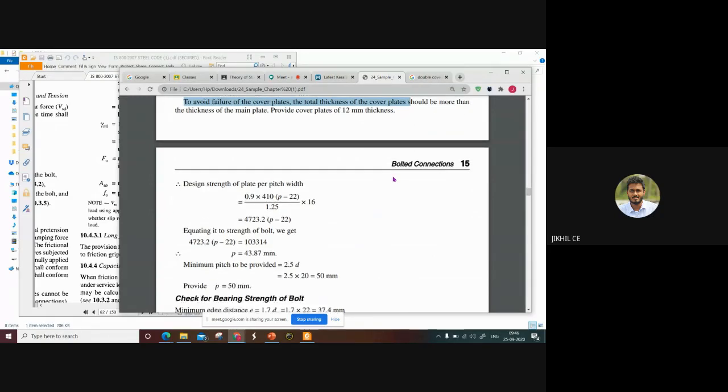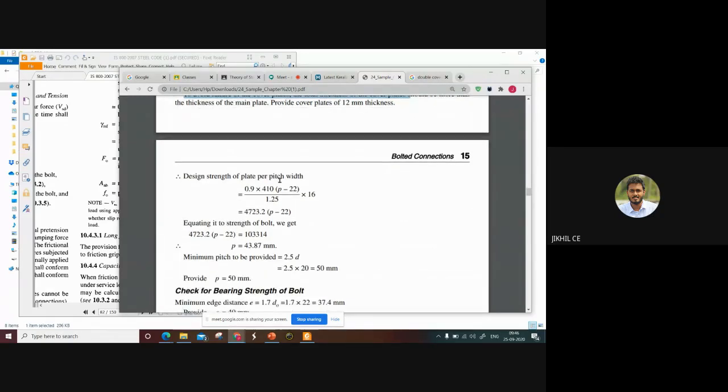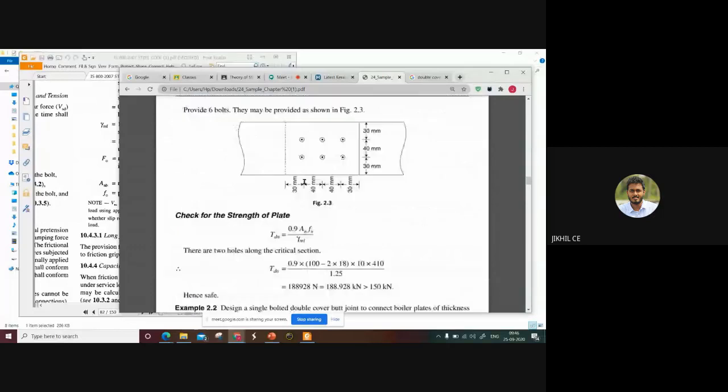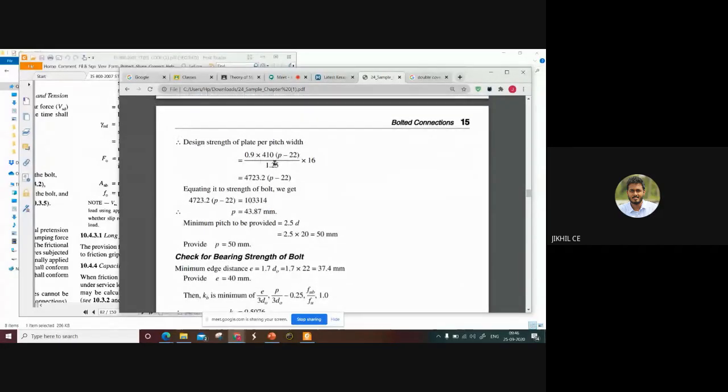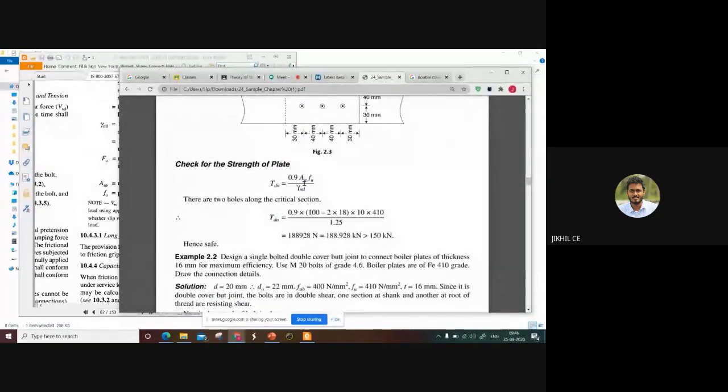Now the design strength of plate per pitch width. We have seen the equation: 0.9 into An into fu by gamma m1.